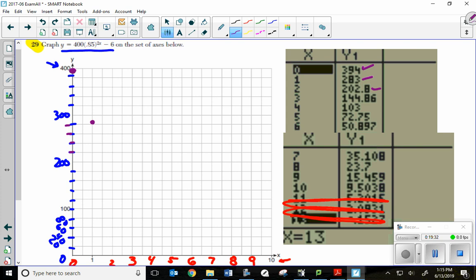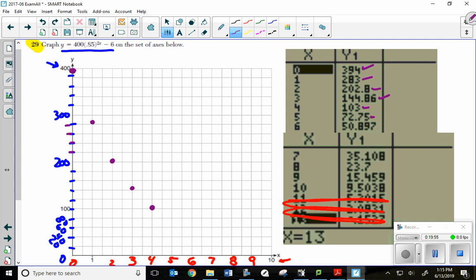202 at 2. So at 2, I go just above 200, right about there. 3 is 144, that is a little bit above 140. So 120, 140, maybe right there. 4 is 103, so I go just above 100.